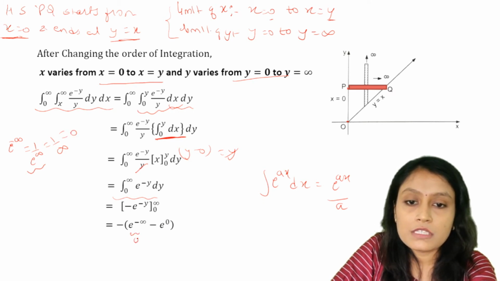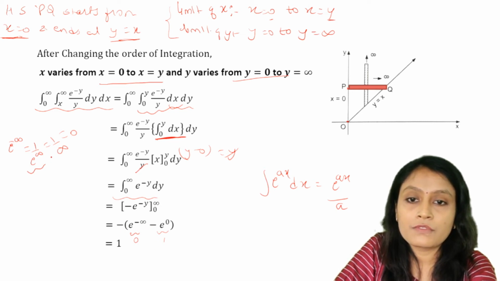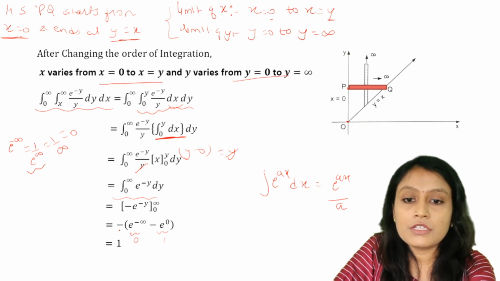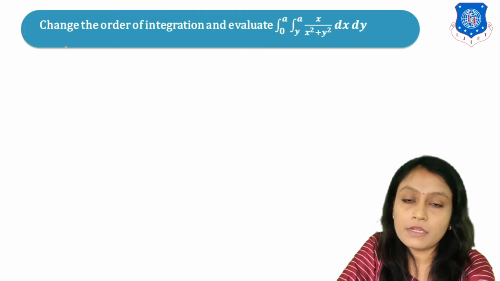So the answer of this term is 0, and e raised to 0 is what? 1. So minus minus will become plus. So the final answer of this integration after changing the order of integration is what? 1. Okay, now let's begin with another example.